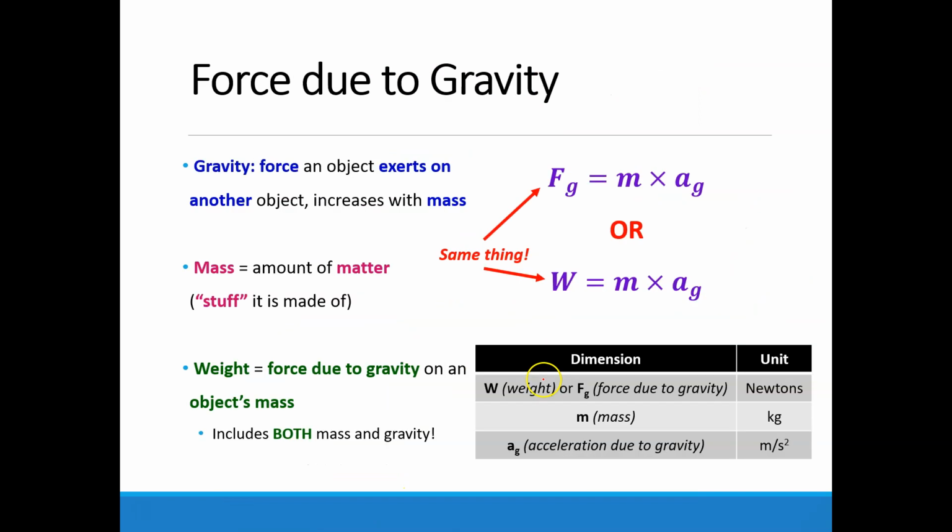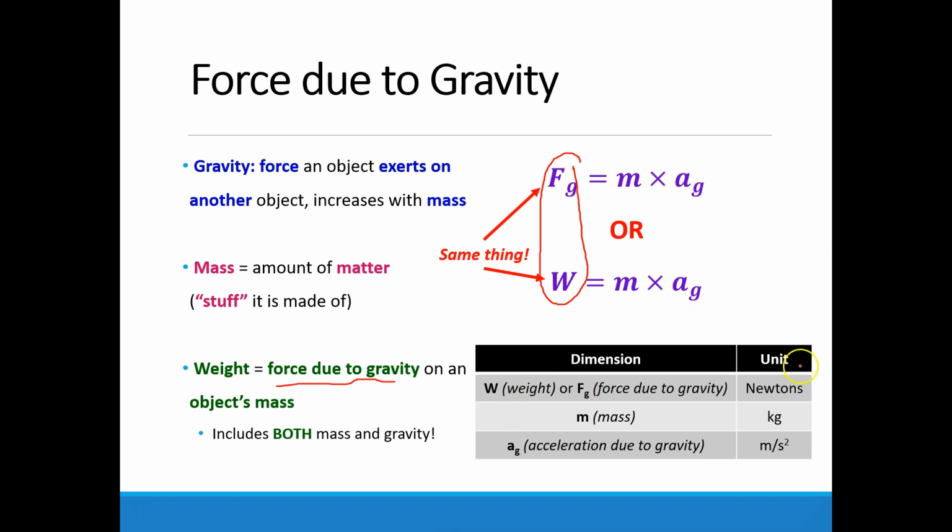Okay, so the weight of the object is going to actually just be the force due to gravity. Weight is literally just another word for force due to gravity, and the way that we find forces is multiplying mass times acceleration. So force due to gravity, or weight, is also mass times the acceleration due to gravity. Again, these things right here are the same exact thing, which is why their equations are the same.